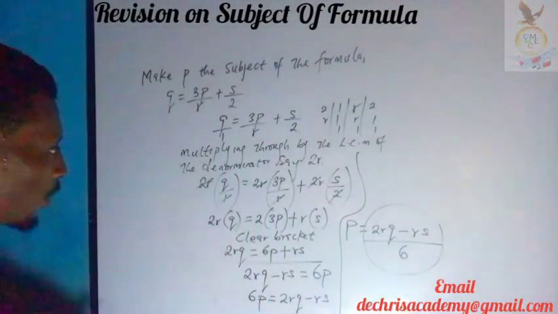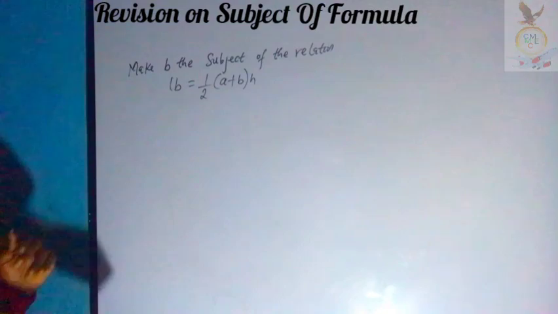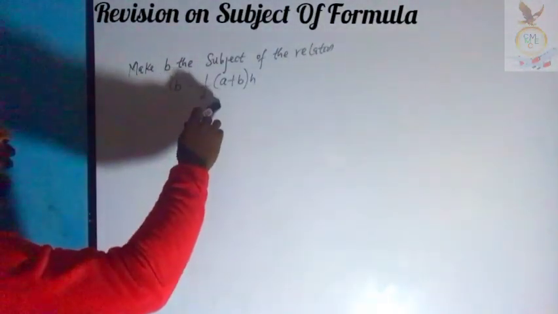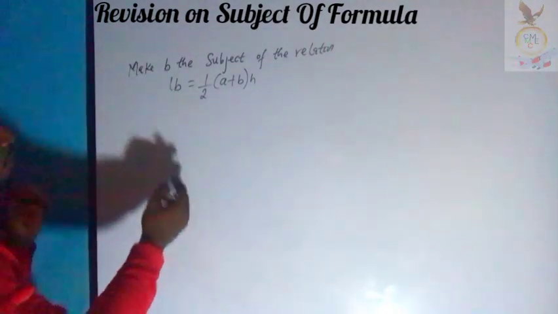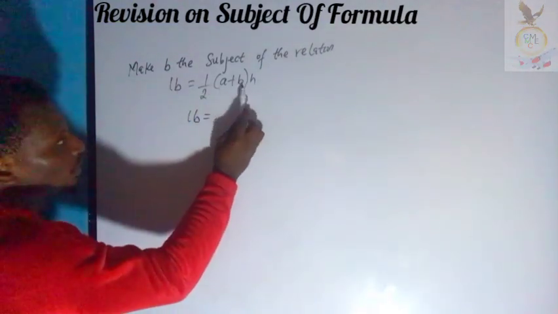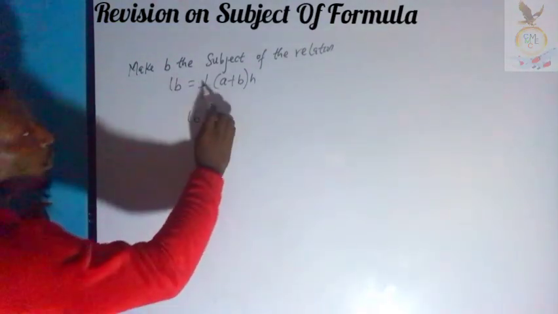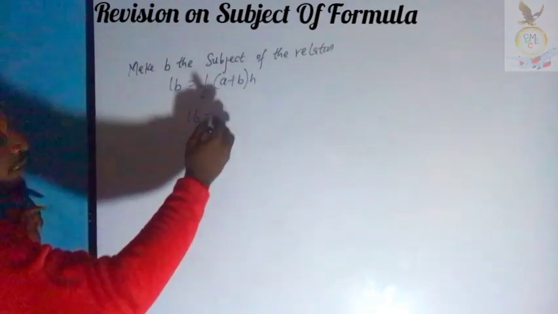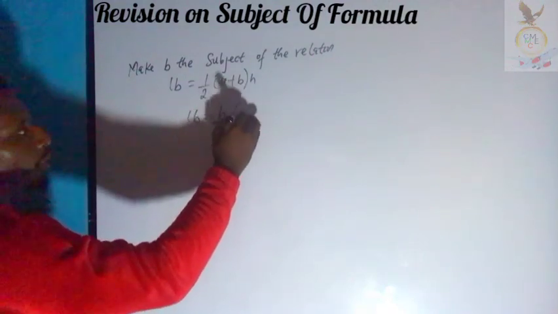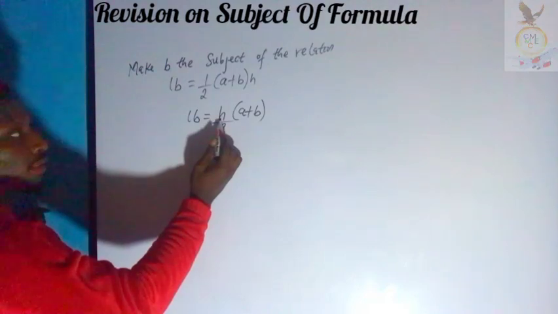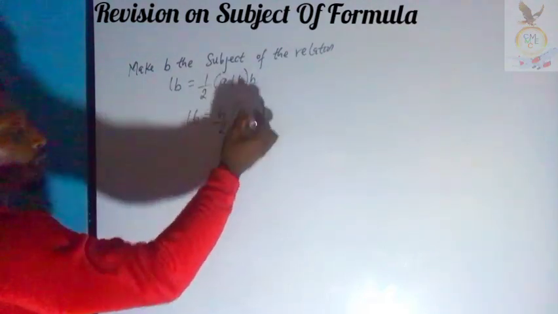So let's see the fourth question. Make B the subject of the formula, that is nB is equal to 1 over 2 bracket A plus B close bracket h. So we are told to make B the subject. So therefore, nB is equal to, we have to clear this bracket with the nearest number to the bracket, which is 1 and the h. So this expression can also be written as h divided by 2 bracket A plus B, because 1 times h will give us h divided by 2 bracket A plus B.